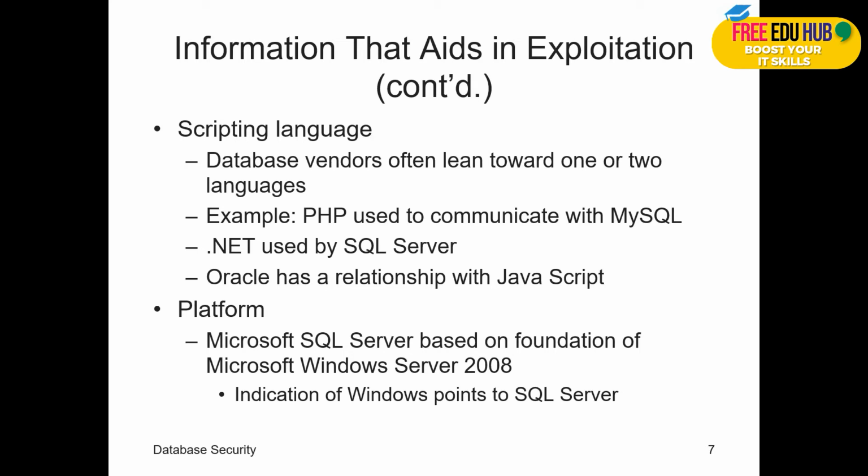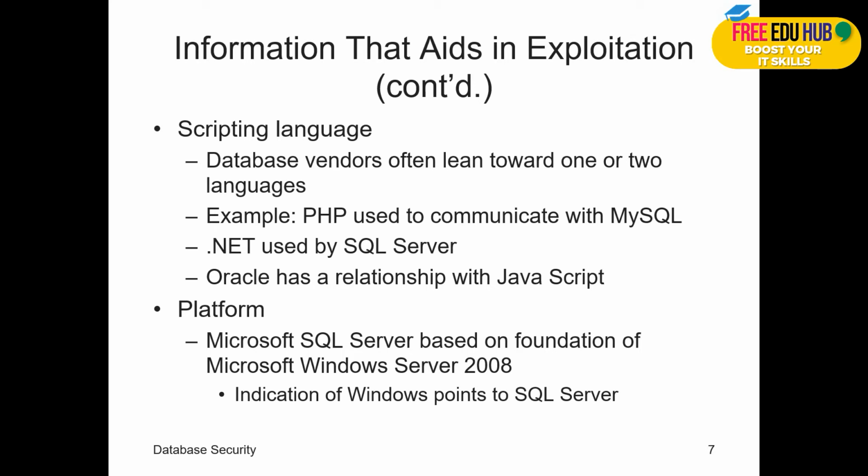Now, scripting language: database vendors often lean towards one or more languages. For example, if PHP is the application being used on the website, it could be any buying or selling website or classified ads. If you see that it's a PHP website, there are high chances that it would be working with a MySQL server in the backend. .NET usually uses SQL Server because .NET is from Microsoft and SQL Server is also from Microsoft. Now, Oracle has a relationship with Java, so all kinds of Java tags can be targeted towards Oracle databases.